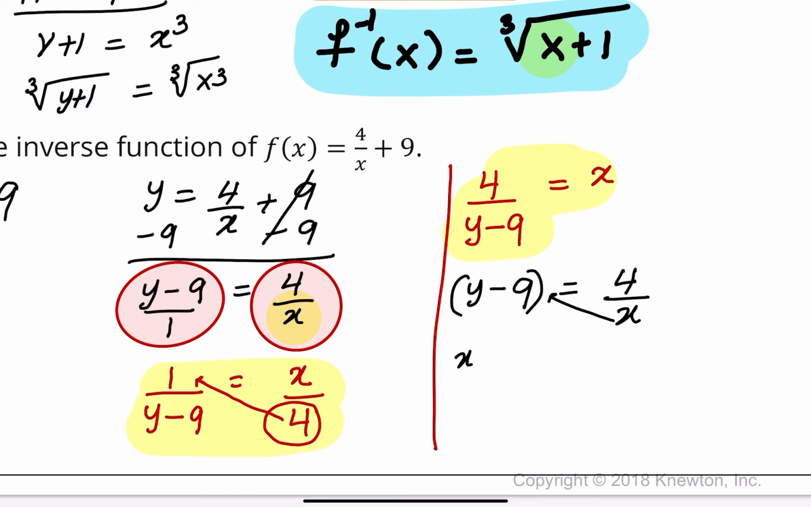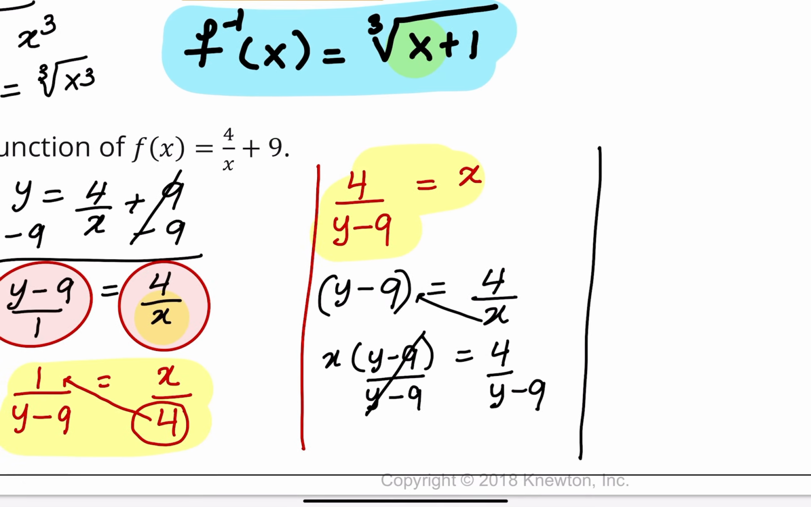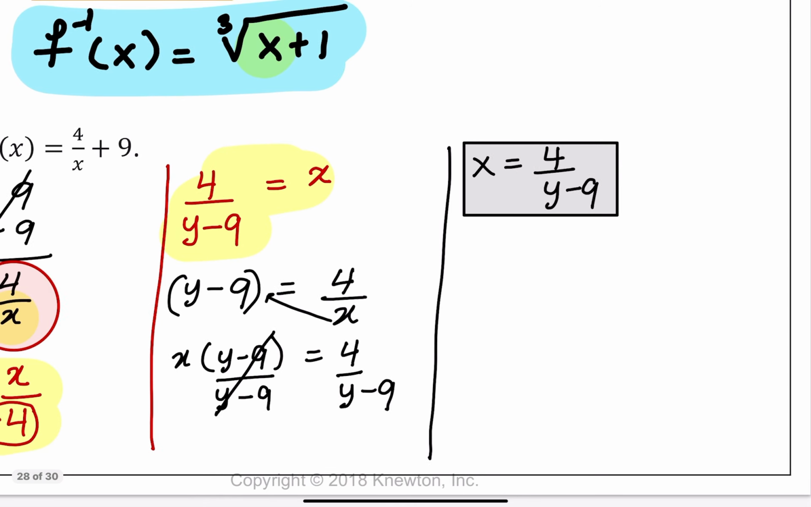Divide both sides by y minus 9. What do I end up with? I end up with x is equal to 4 over y minus 9. Either way, you will still end up with the same value. And again, remember, this is almost your final step. This is your last but one final step.